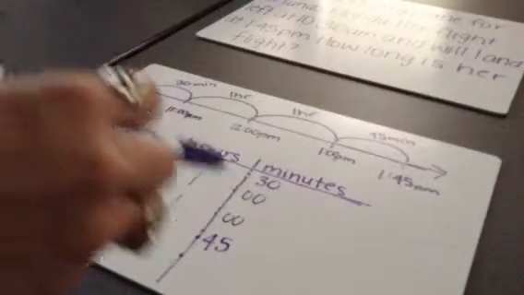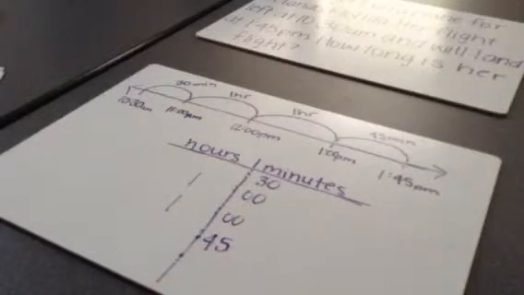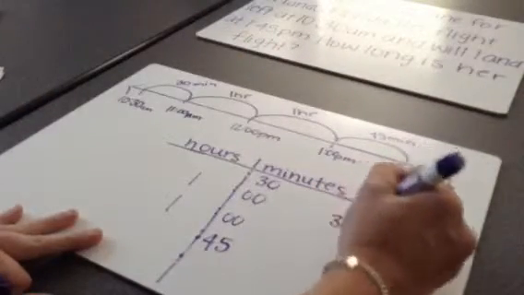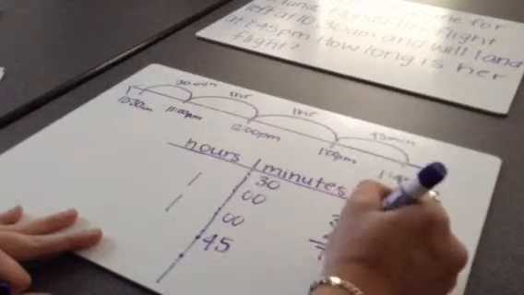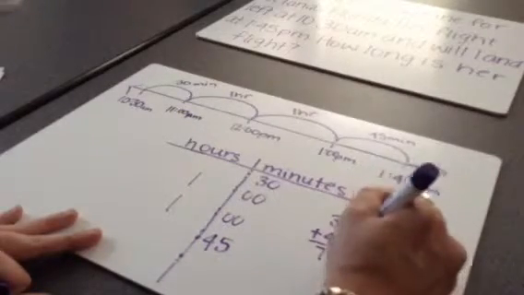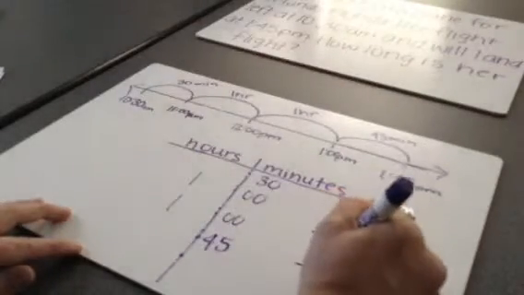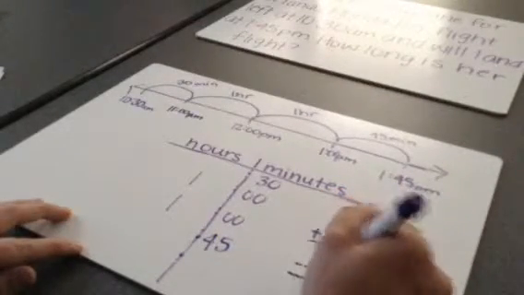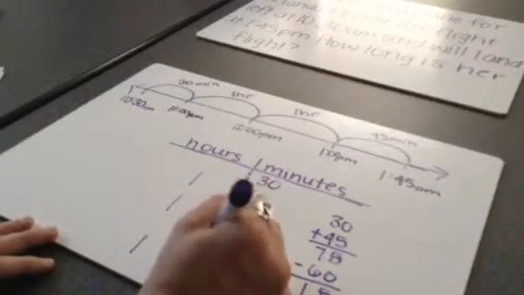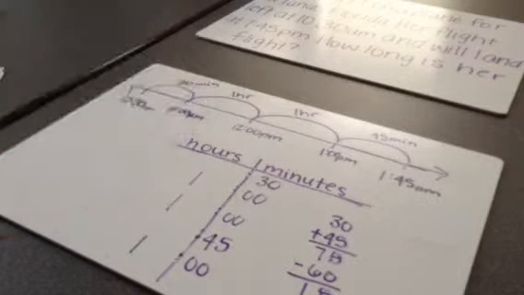When we look at this, we see that we have 30 and 45 minutes. When we add 30 and 45, we get 75. And we know that we can't have 75 minutes, so we'll need to take out a 60, because we know that 60 minutes is an hour. So we will add this 60 minutes to our hours, giving us another hour. We do this because when we're talking about time, we regroup in base 60. Our time is in base 60.